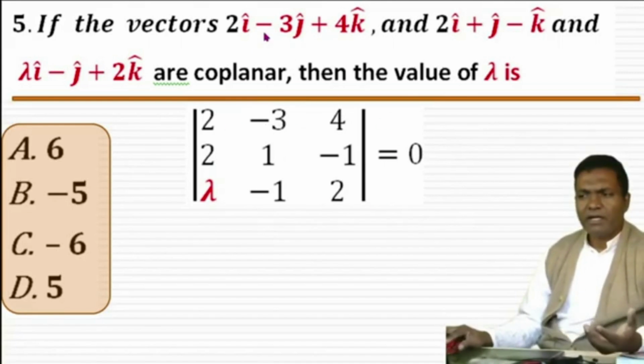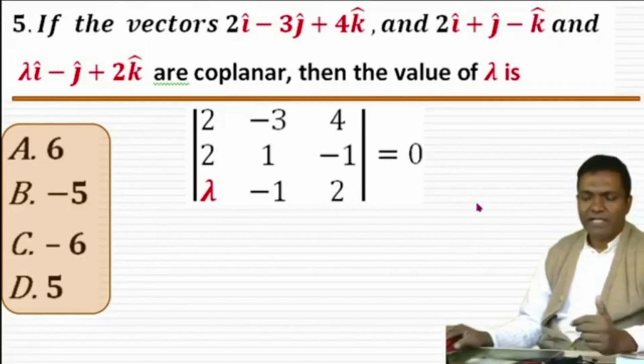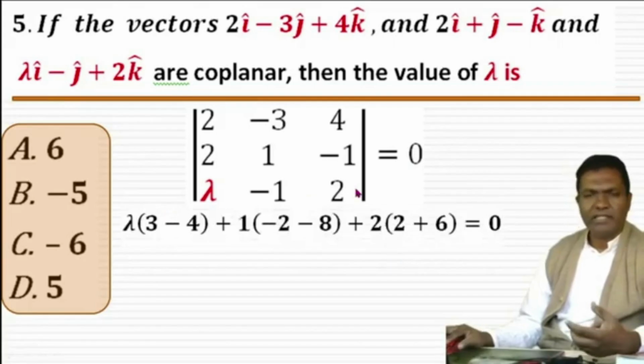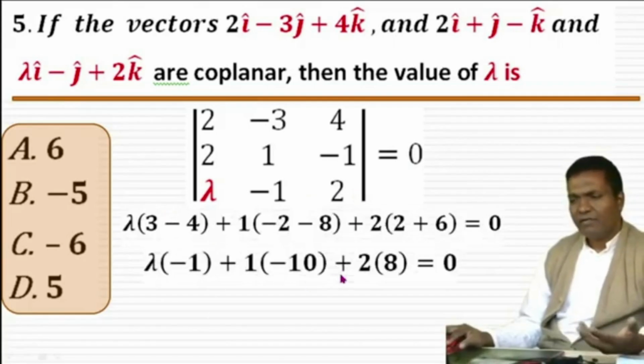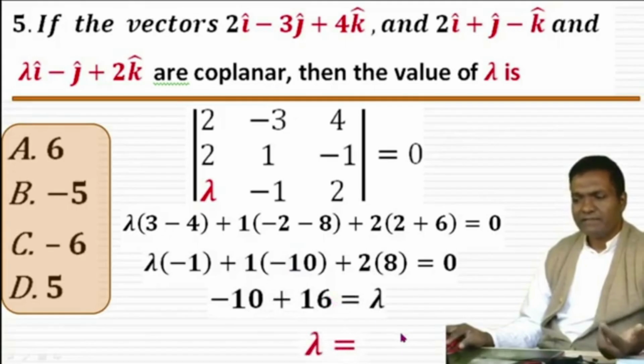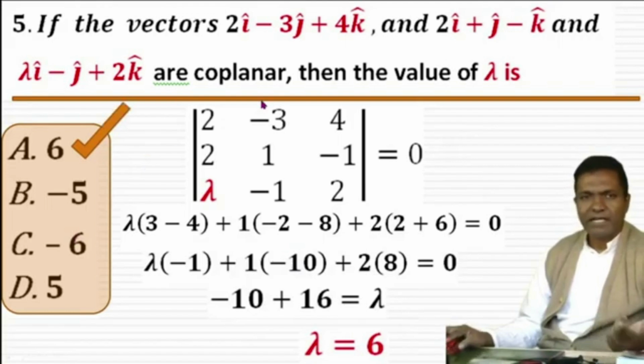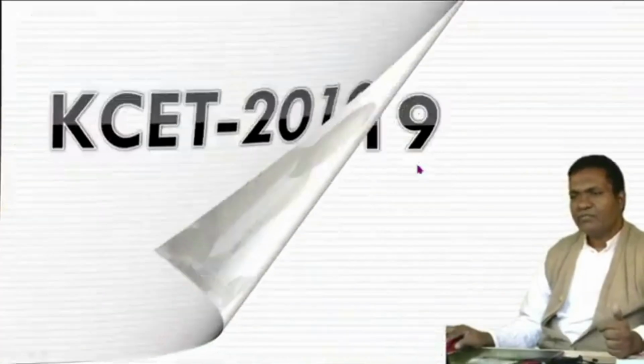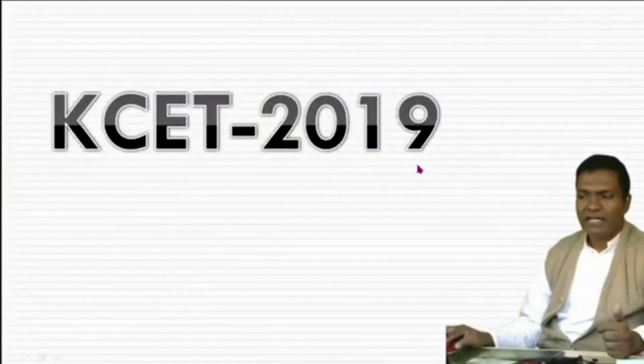Okay, so right now you remember, if three vectors are coplanar, then the determinant is 0. So substitute the coefficients 2, minus 3, 4, 2, 1, minus 1 and lambda, minus 1, 2 and equate it to 0. Solve it for lambda. Expanding along the third row, I have done. If you solve it, you will get lambda as 6. So option A is the correct one. But right now this is deleted from the syllabus. Yes. Let's move on to the KCET 2019 question paper.